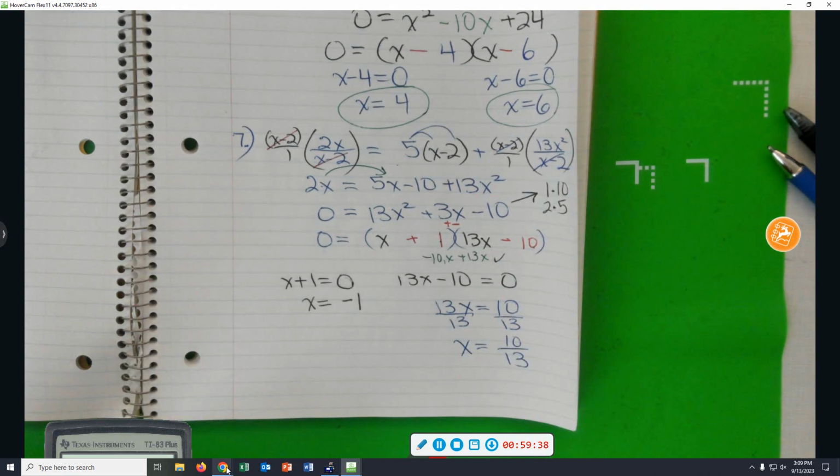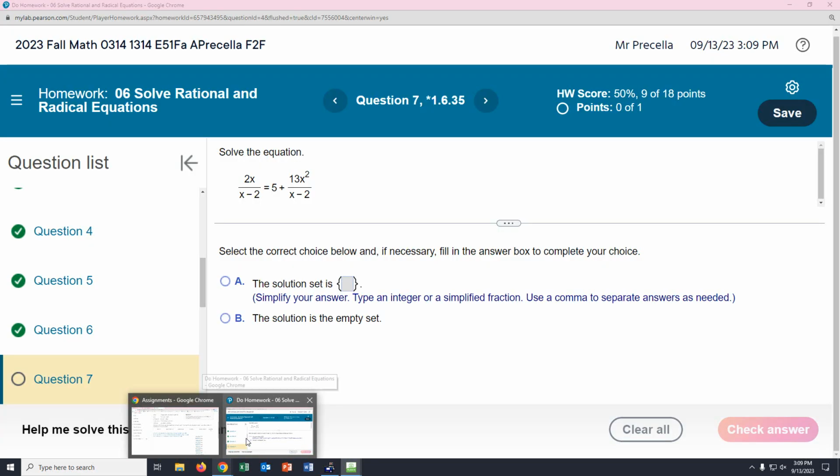Oh, I should have asked y'all. Look back at the original problem where it's written neatly. What's the only x value we'd have to discard? What would give us an undefined result? Looking at the original problem, look at that first denominator. What number, when plugged in for x, would give us a denominator of 0? I couldn't hear you. Positive 2.